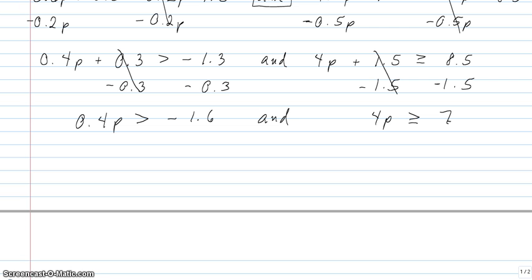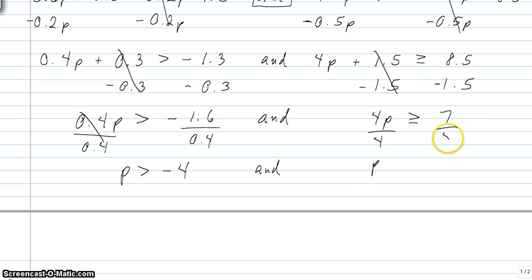And then last we would divide by 0.4 on both sides here, so 1.6 divided by 0.4 gives us just 4, and of course that's negative. And over here, divide by 4. So we've got p greater than or equal to 7/4.